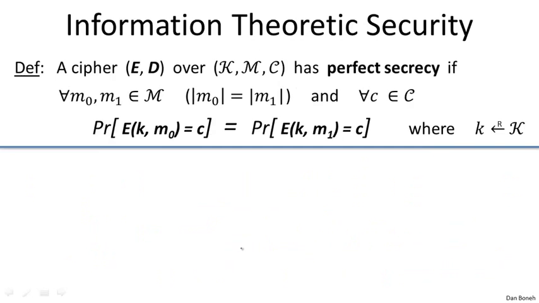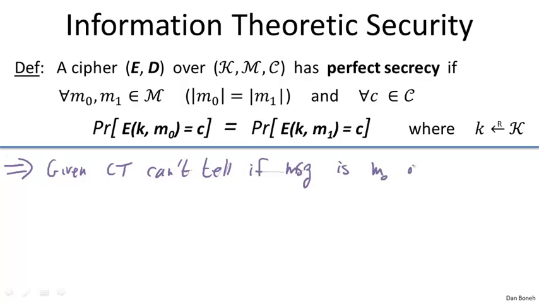So here we have the definition stated again, and I just want to write these properties more precisely. What this definition means is that if I'm given a particular ciphertext, I can't tell where it came from. I can't tell if the message that was encrypted is M0 or M1. And in fact, this property is true for all M0 and M1. So not only can I not tell if C came from M0 or M1, I can't tell if it came from M2 or M3 or M4 or M5, because all of them are equally likely to produce the ciphertext C.